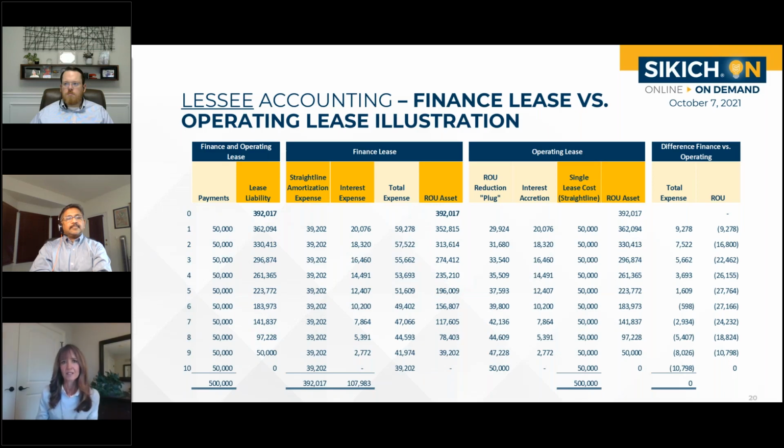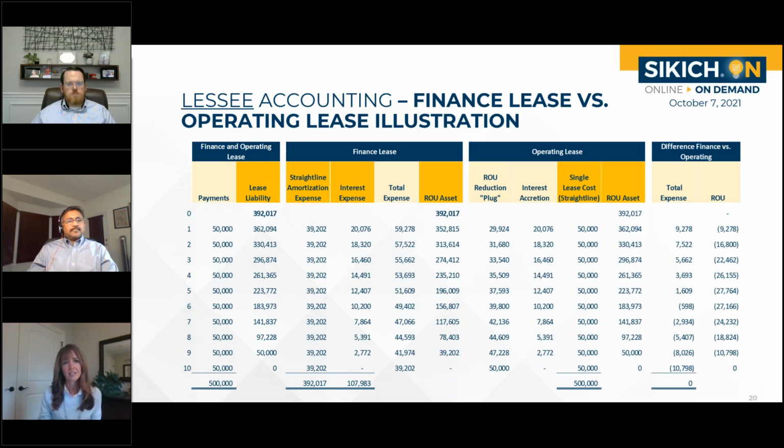The first two columns on the left show that cash payments and lease liability balances are the same for both finance and operating leases. Total expense of $500,000 over the lease term is the same for both types of leases. And notice that the amortization and interest expense totals in the finance lease section add up to $500,000. So although expense totals are the same, the timing and the presentation of the expenses will differ.